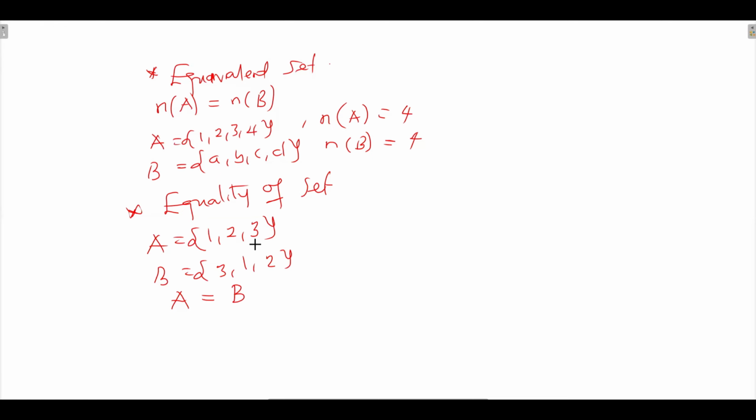Now let's go to some notations in sets. There are some notations we need to know. This symbol is what we call a universal set.